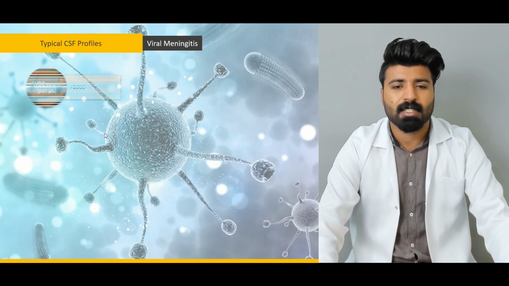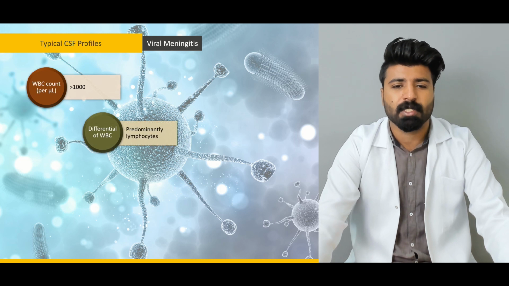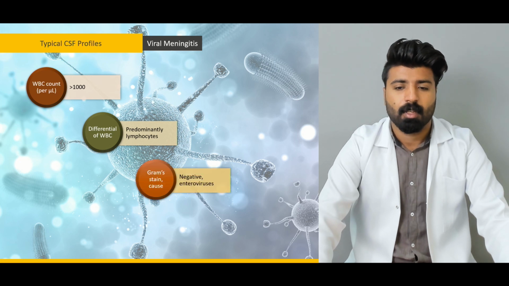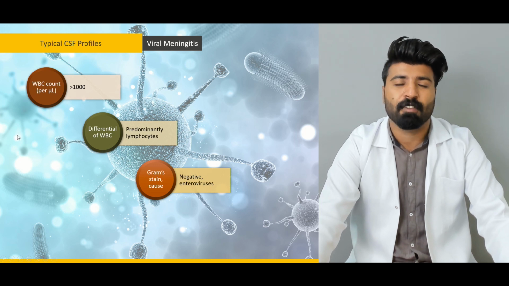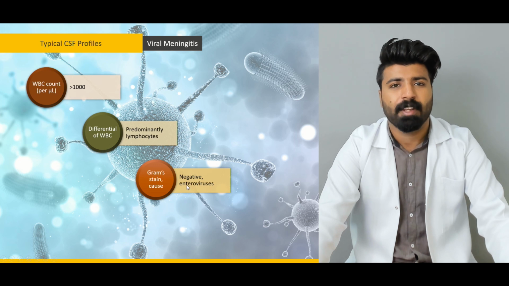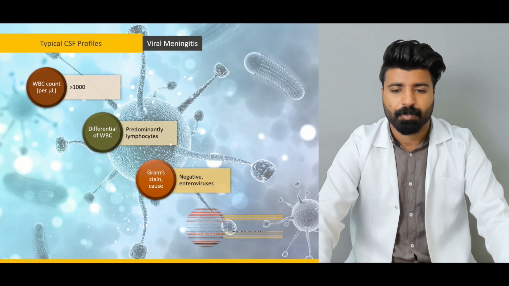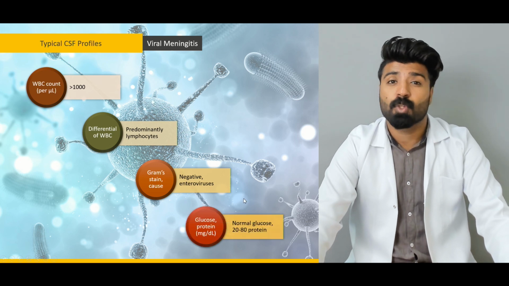So it has the same criteria of WBCs, but the differentials of WBC will be predominantly lymphocytes. In bacterial, it was monocytes. In this, it's lymphocytes. Next on, the gram stain will be negative. In bacterial, we had a positive gram stain for more than 60% of the cases. And in this, we have negative. And we had different kinds of WBCs. And next on, the glucose will be normal.